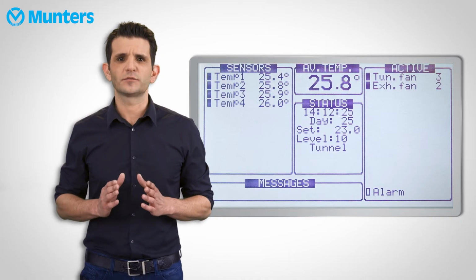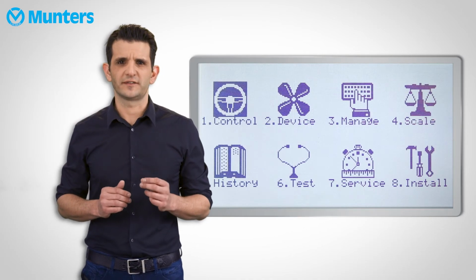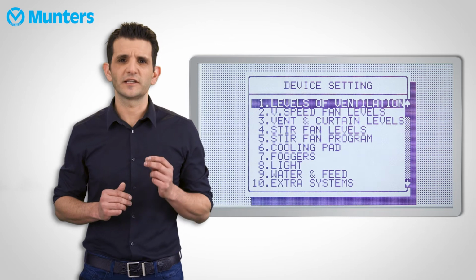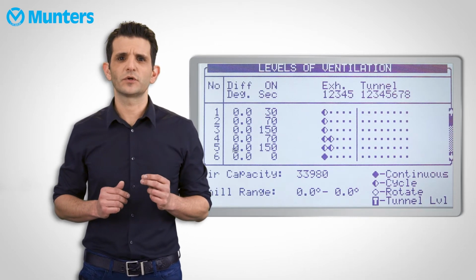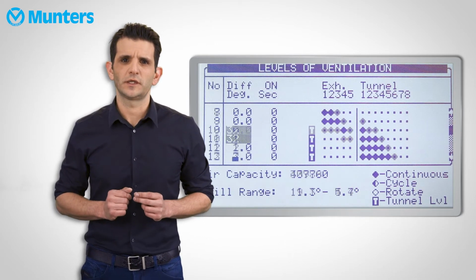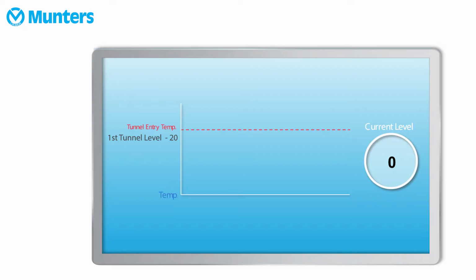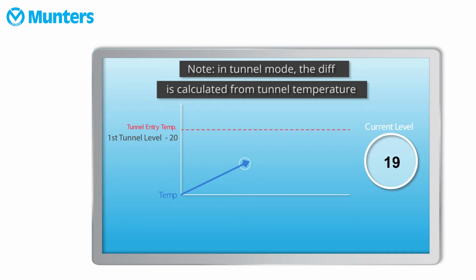In that case, press Menu and select Device. Then select Levels of Ventilation and scroll to the level in question. Now simply lower the differential. A third possible reason is that the controller is at its final power ventilation and cannot yet go into tunnel mode because the temperature is not high enough.